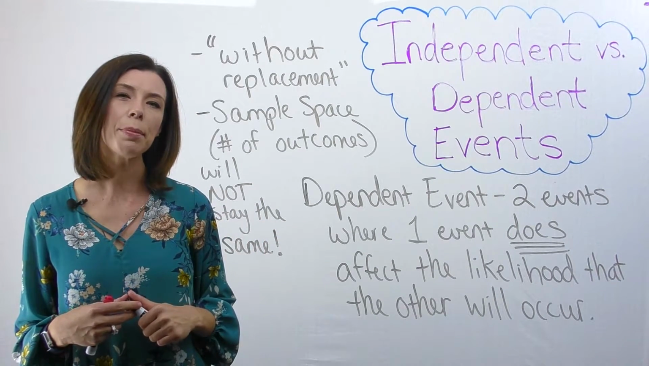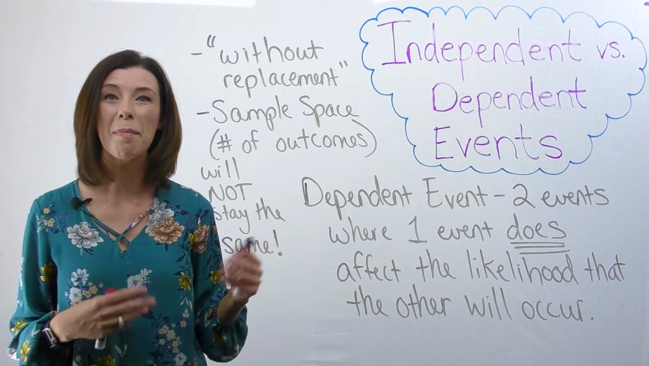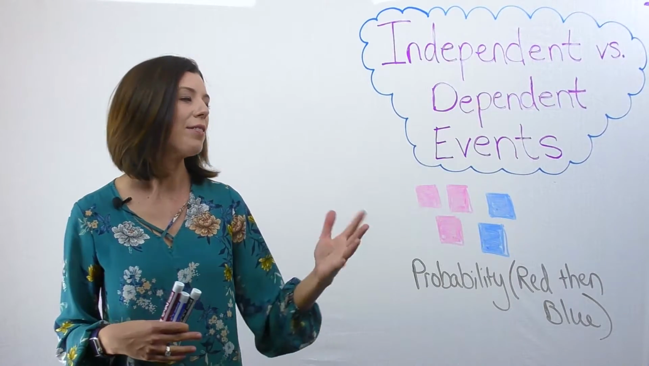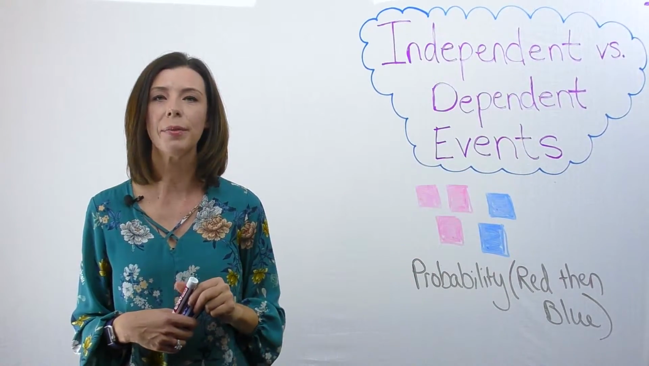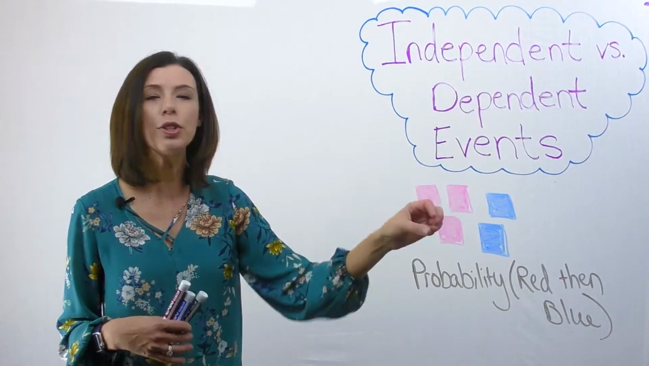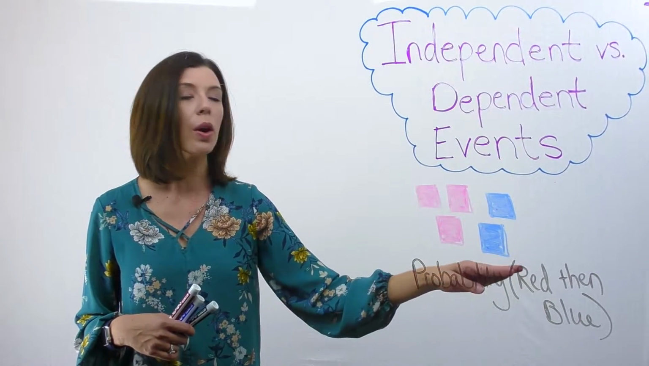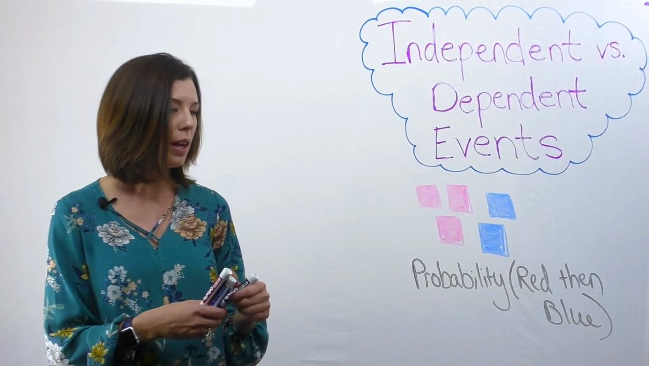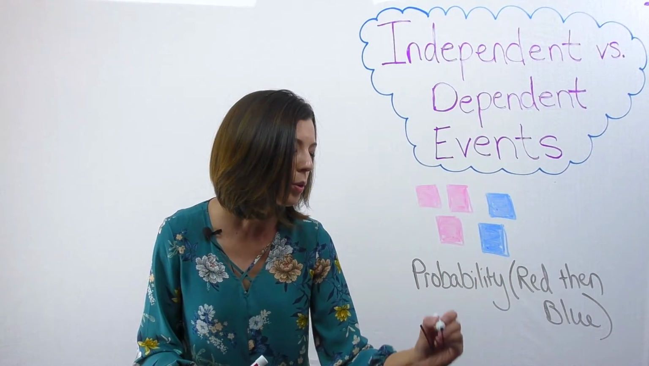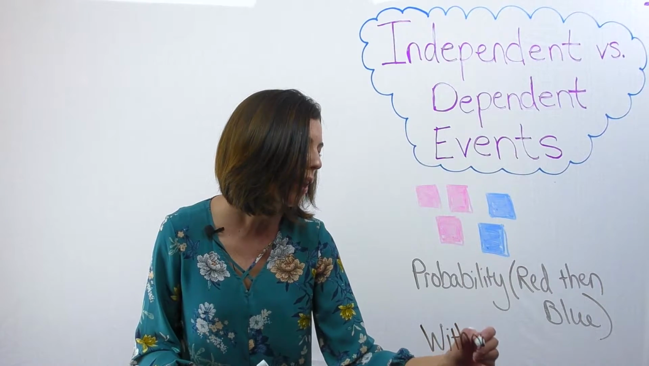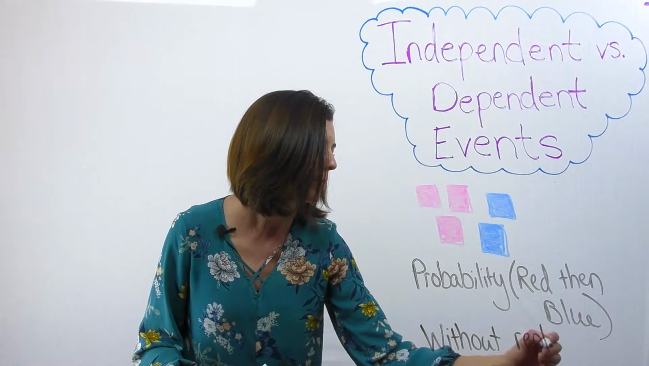Let's look at an example problem where we look at the math behind this one. Let's say I've got these blocks right here. Let's pretend they're in a bag and I reach in and pull one out. And I want to know what's the probability that I'm going to pull out a red block, then a blue block, but I am not going to replace it. So I'm going to say without replacement.